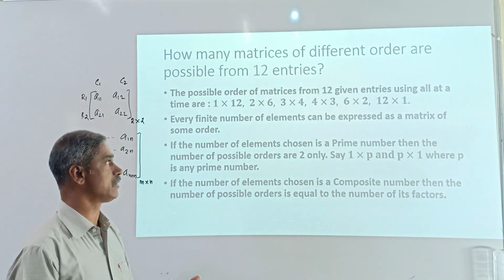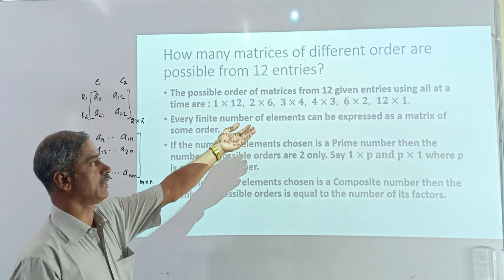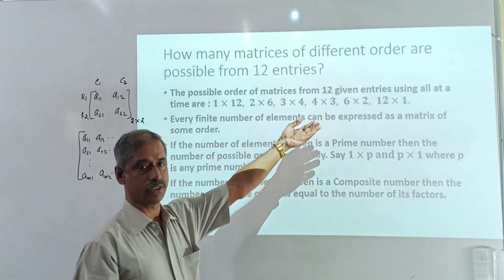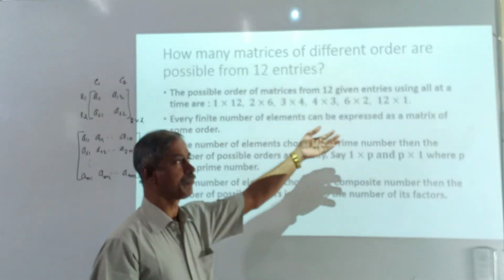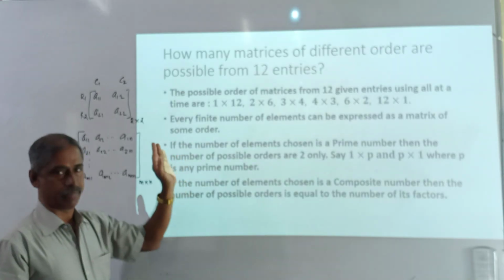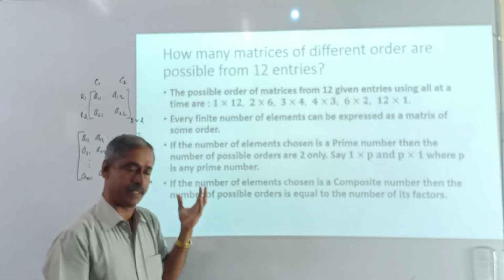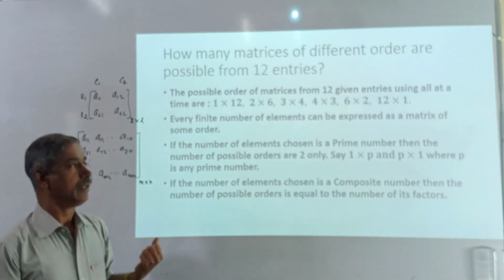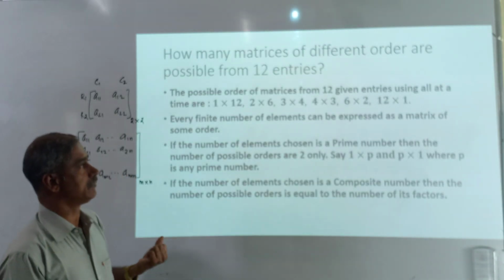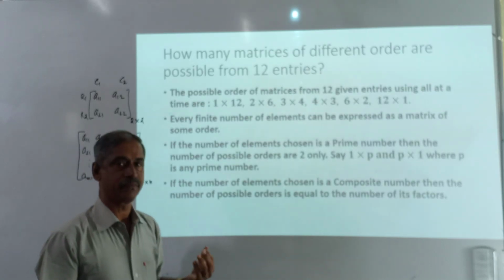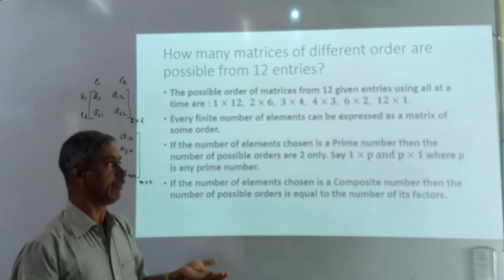12 being the number chosen, 1 12 is 12, 2 6 are 12, 3 4s are 12, 4 3s are 12, 6 2s are 12, and 12 1 is 12. So in all, these are the possibilities. The question was aimed at eliciting from the children how many possible ways of arrangements the same set of 12 entries may be given.